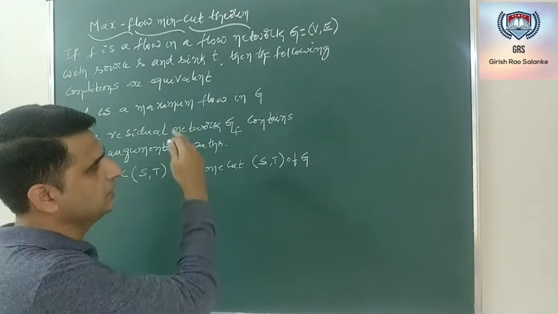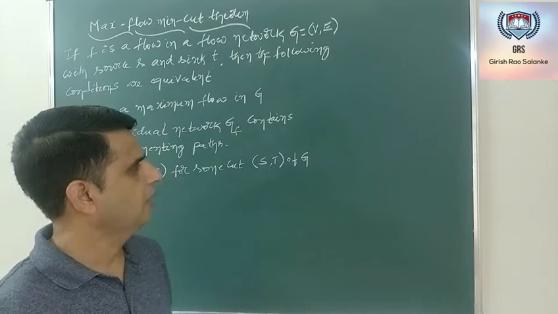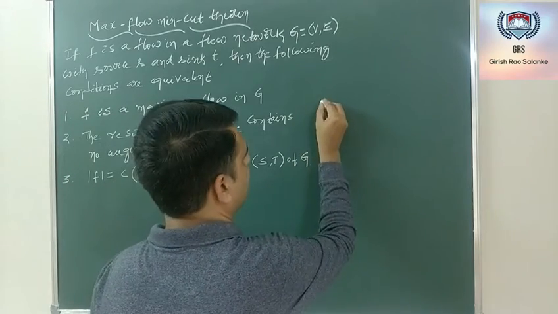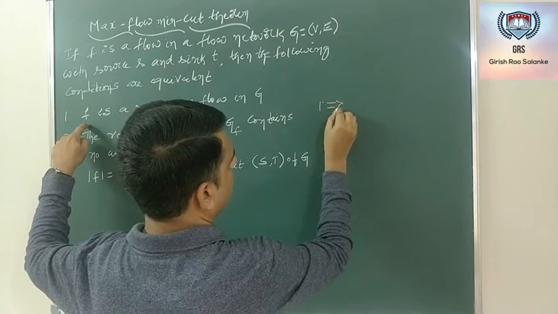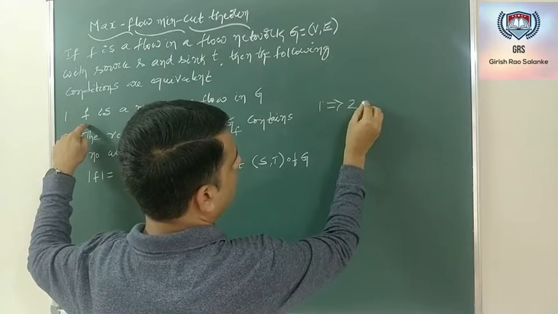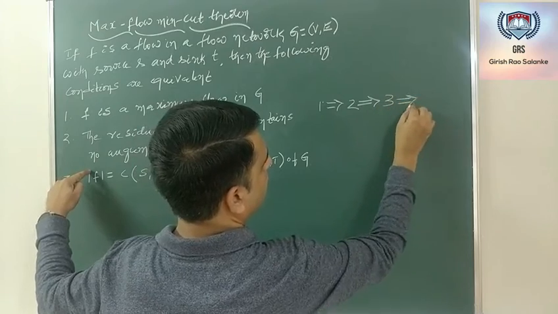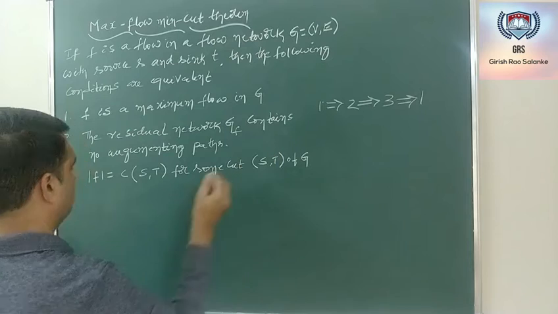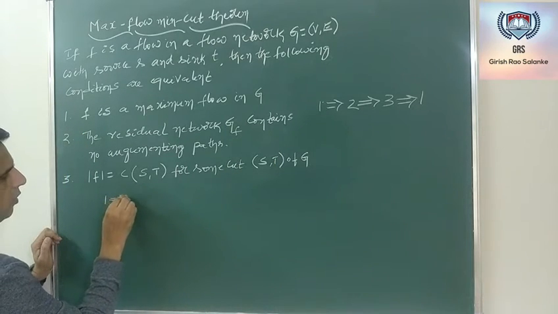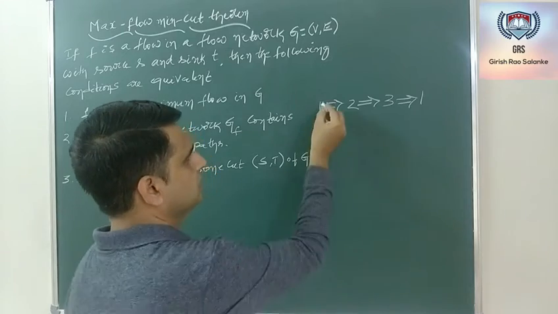Now, in order to prove this, we'll use the rule of transitivity, wherein I'll try to prove that statement 1 is equivalent to 2, statement 2 is equivalent to 3, and 3 is equivalent to 1. I'll take the first part first, that is, statement 1 is equivalent to 2. Now, how to prove this?